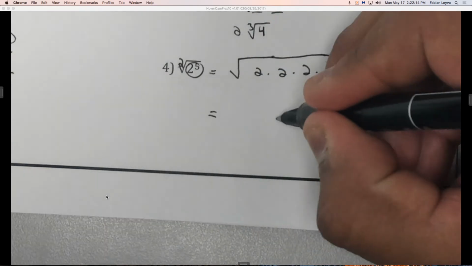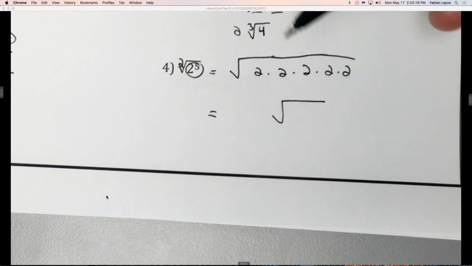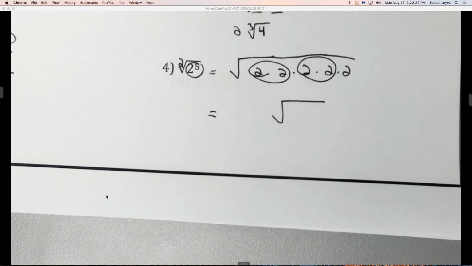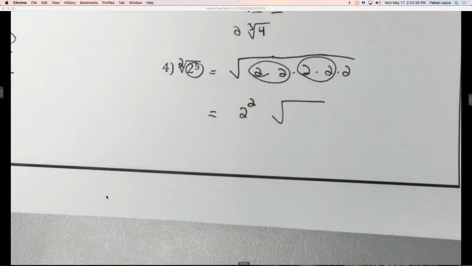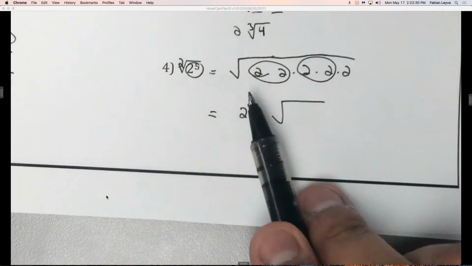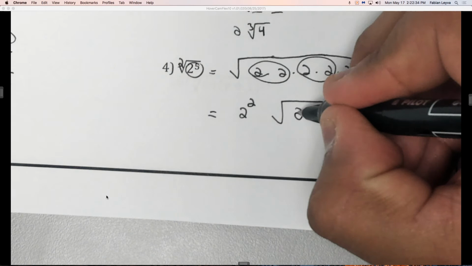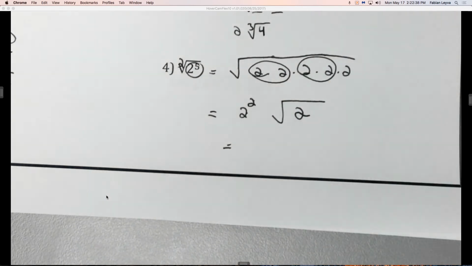Now let's think about this. I'm looking for something that multiplies itself twice. How many times is 2 multiplying itself? 2 times. So if you have 2 groups of 2, that's the same thing as 2 squared. Now keep in mind that, yeah, these are 2 groups, but this little 2 out here is a loner, so it's going to stay on the inside. And let's simplify this because we know what 2 squared is. What is 2 squared?